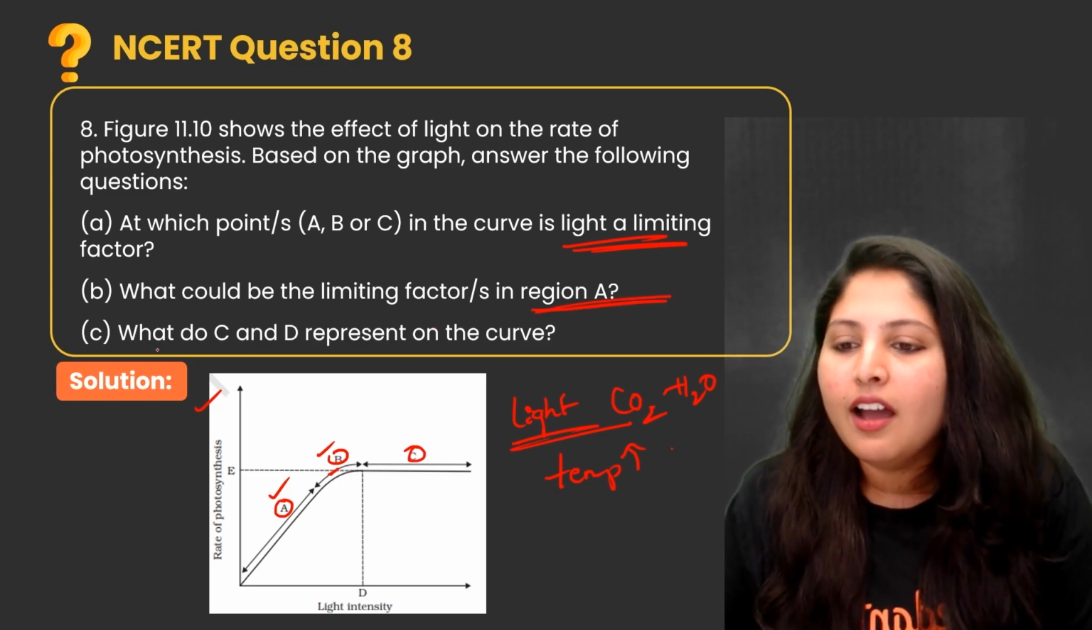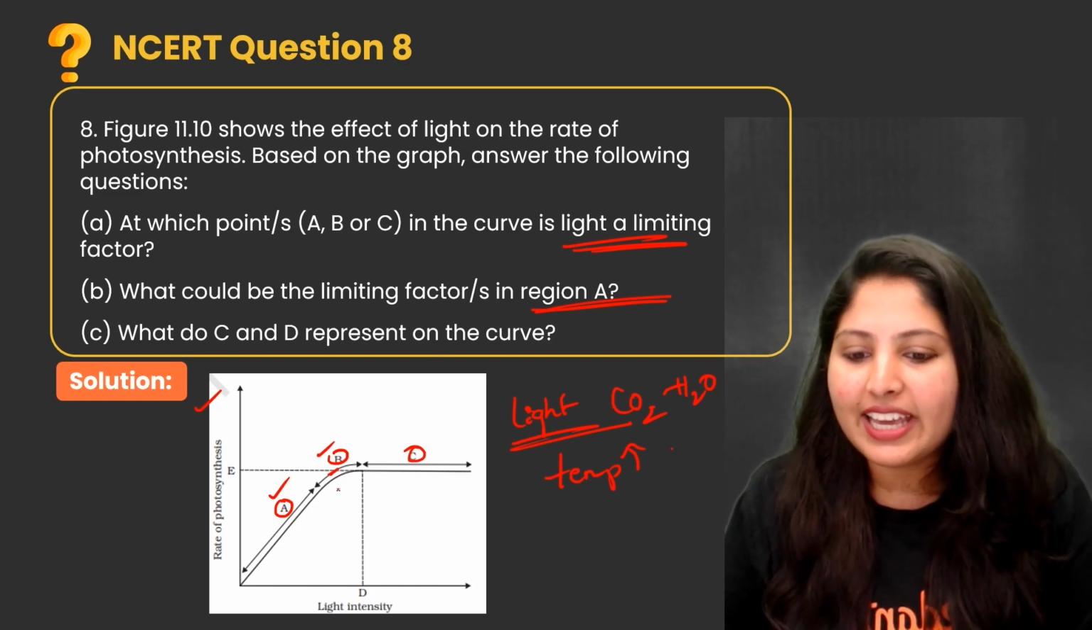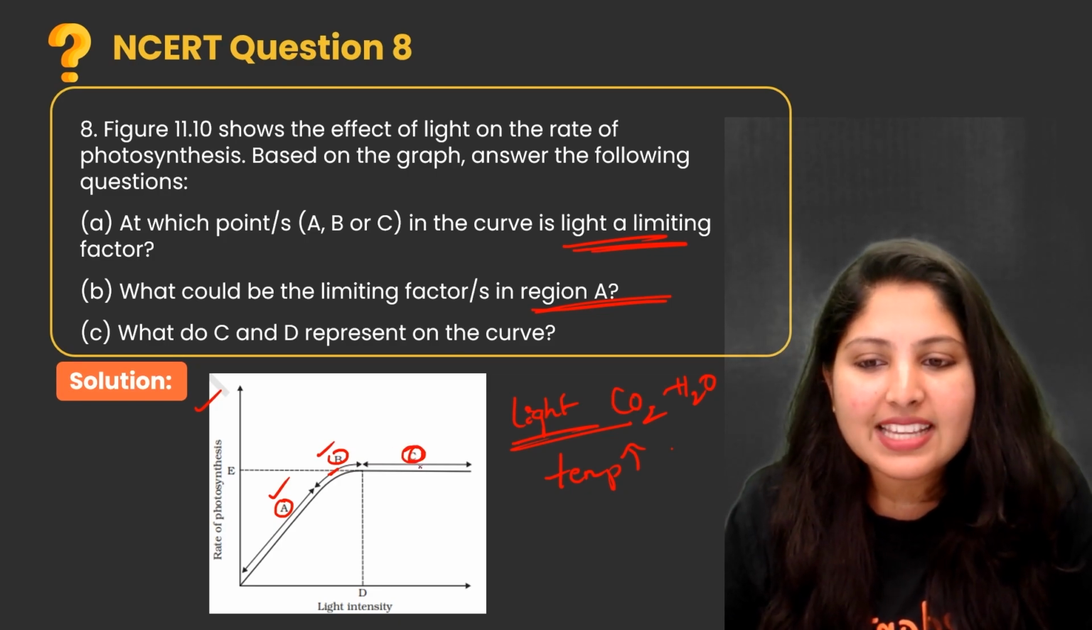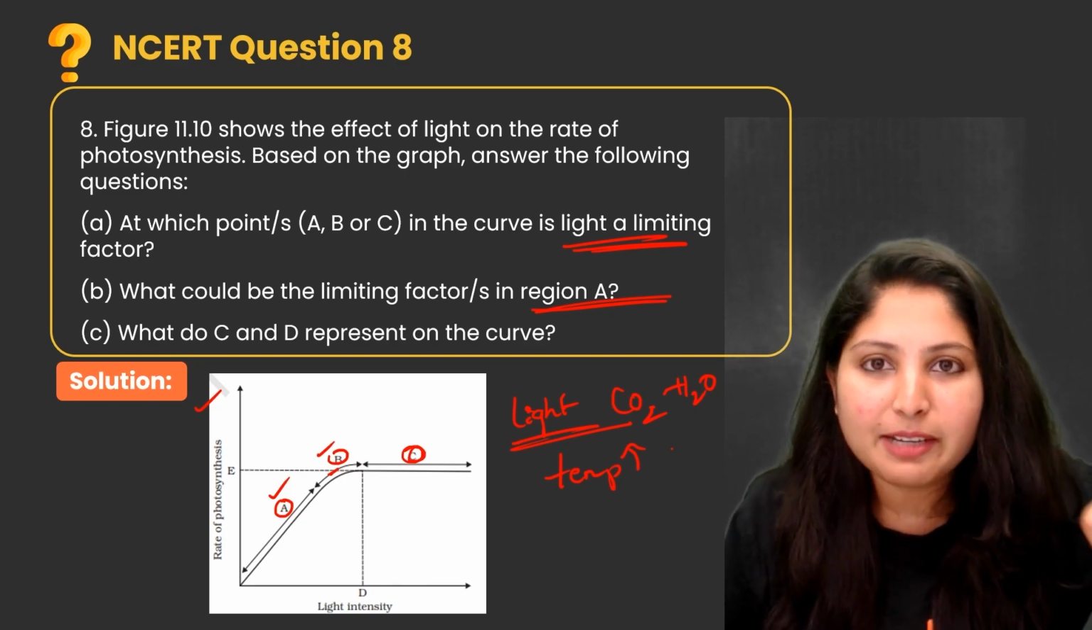Next one. What do C and D represent on the curve? The point C represents where the light is stable, right?